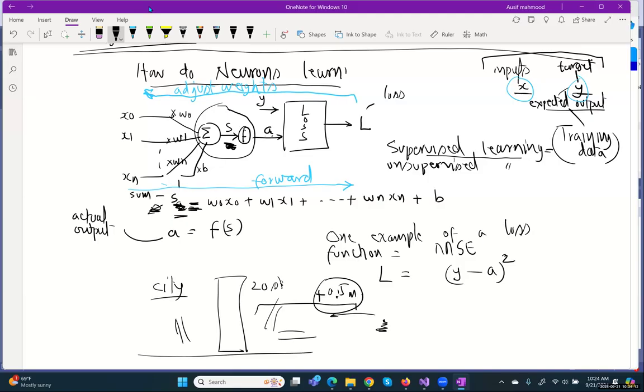Is our goal to increase this distance or decrease it to get closer to the building, right? So we have to decrease it. So same in neural network, the goal is to reduce this loss so that we get close to our target, okay? When you're driving, you want to get closer to the taller building because somebody told you the destination is close to this building, right?